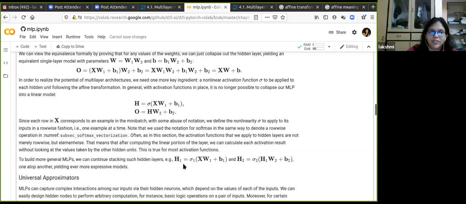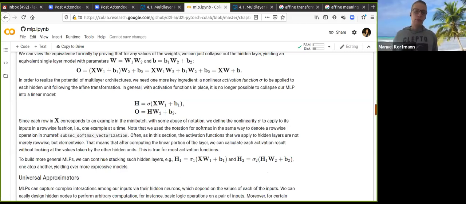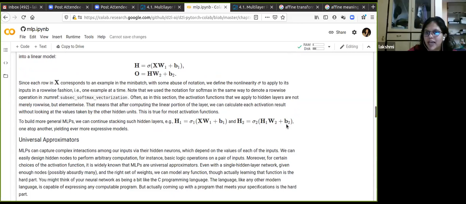To build more general multi-layer perceptrons, we can continue stacking such hidden layers, for example, H1 equals sigma 1 of X times W1 plus B1, and H2 is sigma 2 of H1 times W2 plus B2. So H1 is the first layer, then on top of it, sigma will be applied to this result. With each layer, we add a new bias.